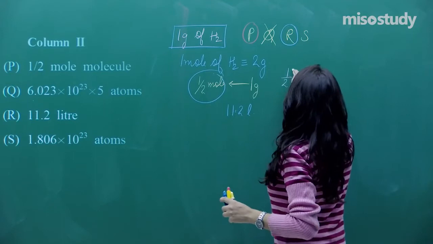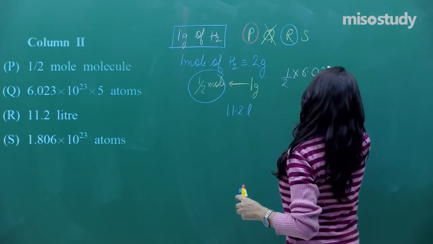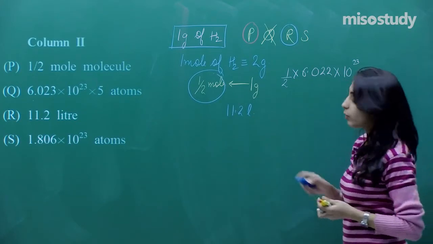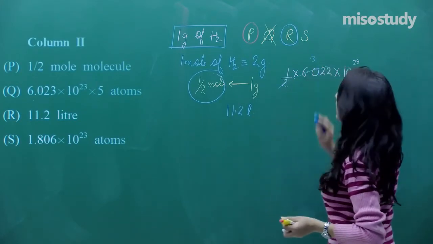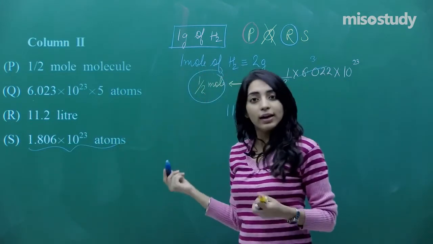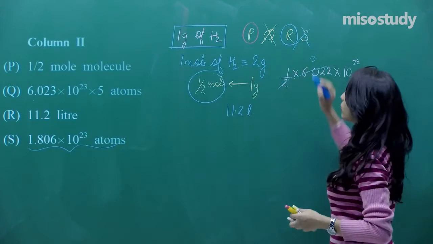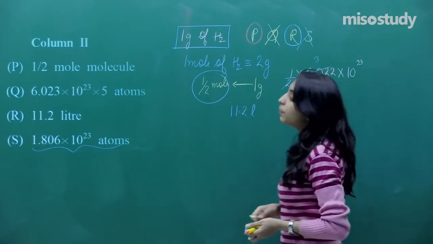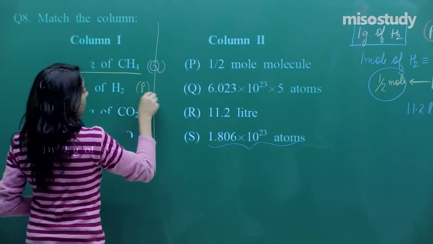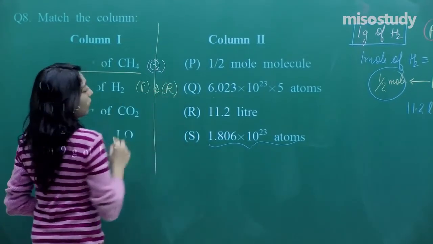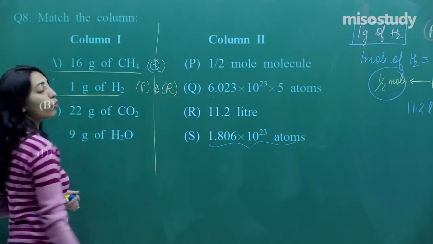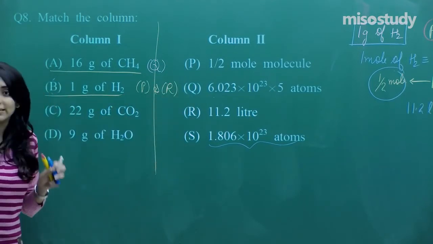So you will say, ma'am, half into 6.022 into 10 raised to the power 23. Even if you do not solve it properly, it will be something like 3 into 10 raised to the power 23, but here it is 1.8 into 10 raised to the power 23. So even this is also not the correct option. So the correct options are only P and R. Let me write it. Okay, so it is possible that one particular statement can have more than one correct option as well.